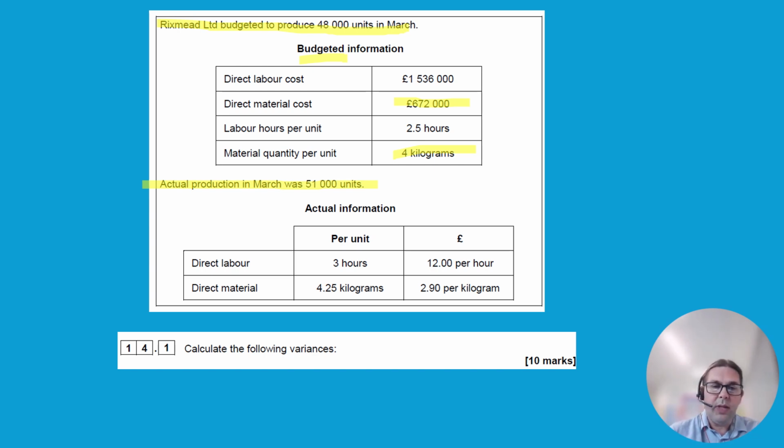So we use that, and we then compare that to the £2.90 per kilogram, and whether we're actually spending £2.90 per kilogram or not. We've already established if it's £3.50 that we're not. We can use that to calculate a variance.